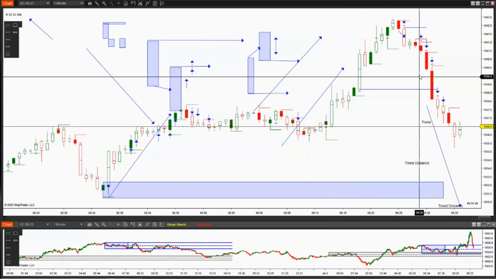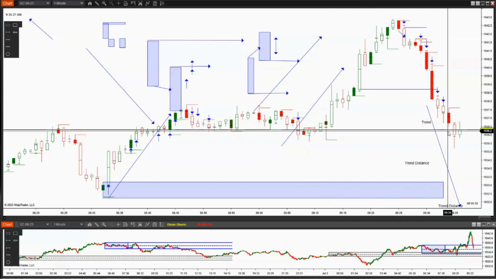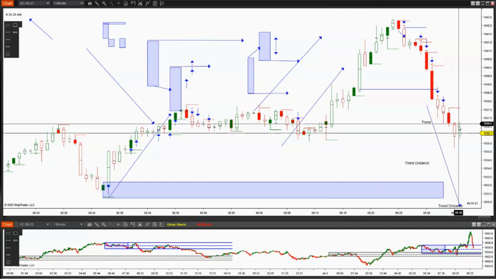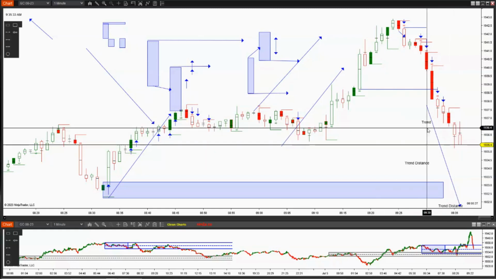So try to go with them. If they're showing you that they're going this way, that's proof that they can go that way. Think about that. If they're going this way, that's proof that they can go that way. So try to go with them. That's all. Try to keep that in mind.